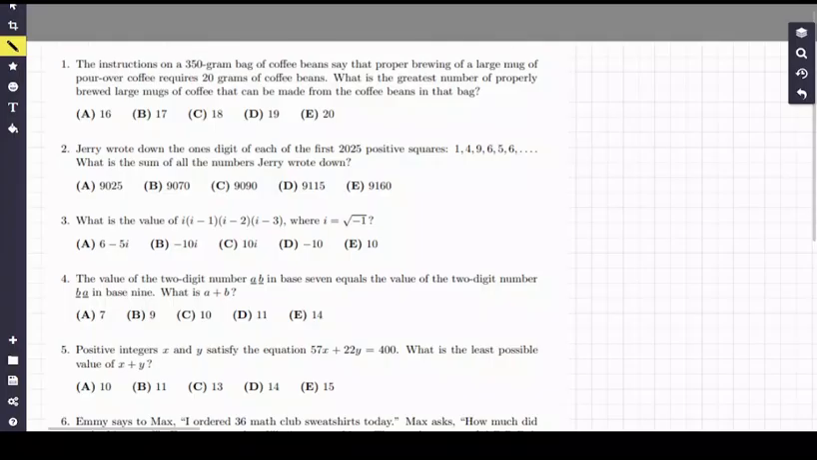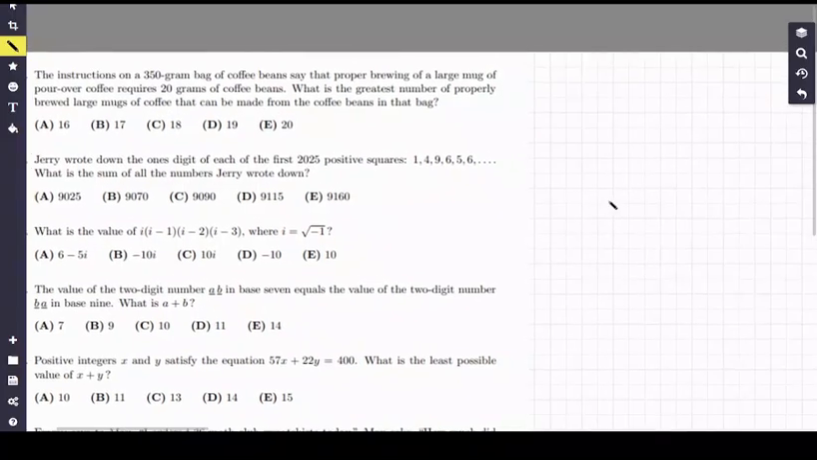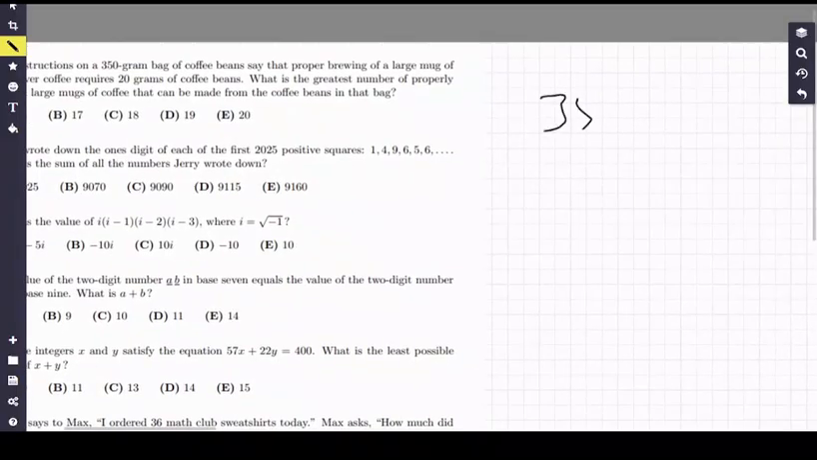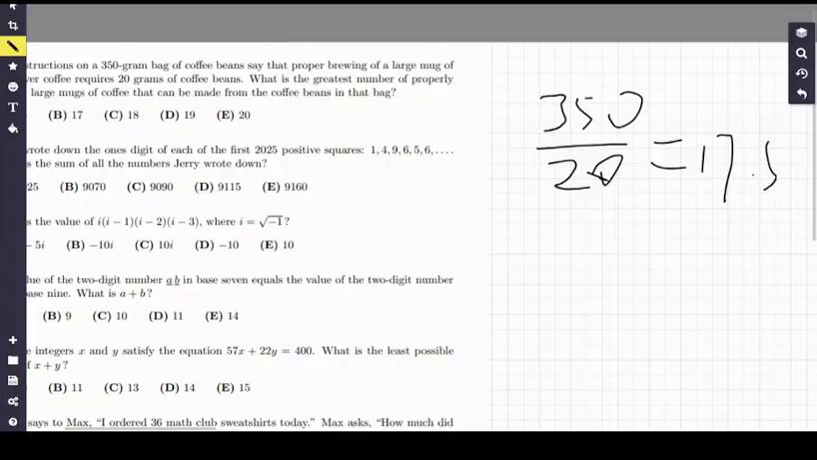Problem one is really simple. You have a 350-gram bag of coffee beans that says the proper brewing of a large mug of coffee requires 20 grams. How many properly brewed large mugs of coffee can be made? Basically, this is 350 over 20. If you compute that, whether you divide it out or do some mental math, you'll get 17.5. Since we can't brew 18 mugs, clearly the highest we can brew is 17, which gives us the answer of B.